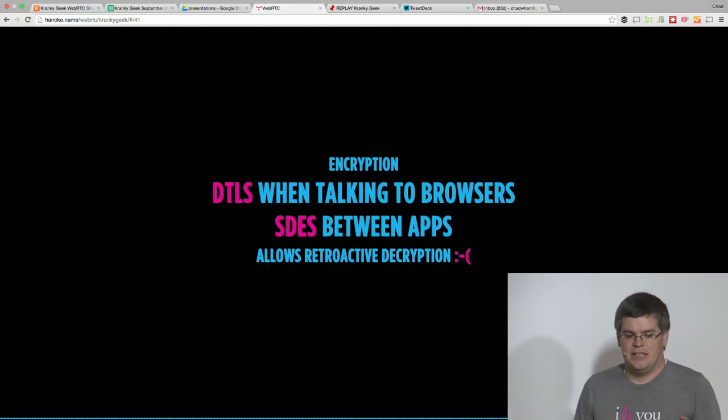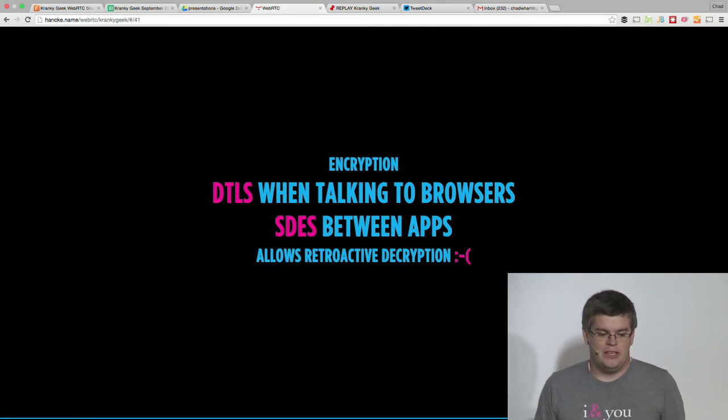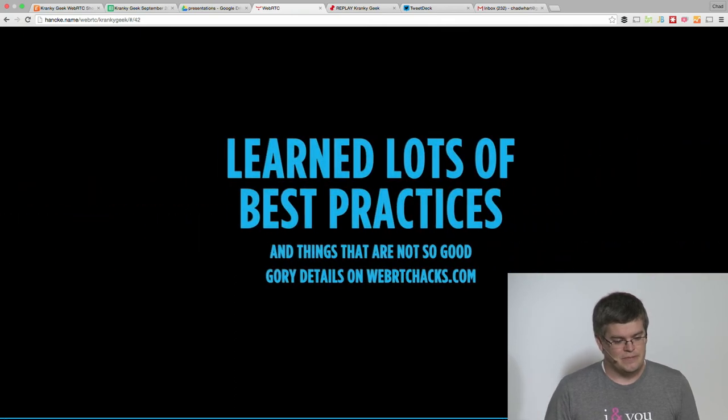encryption, this is a complicated story. So when talking to browsers, which must implement DTLS, they use DTLS. But between their apps, they used the older security description mechanism. And that allows retroactive decryption, which is a bad thing. However, it is faster than DTLS in some conditions.